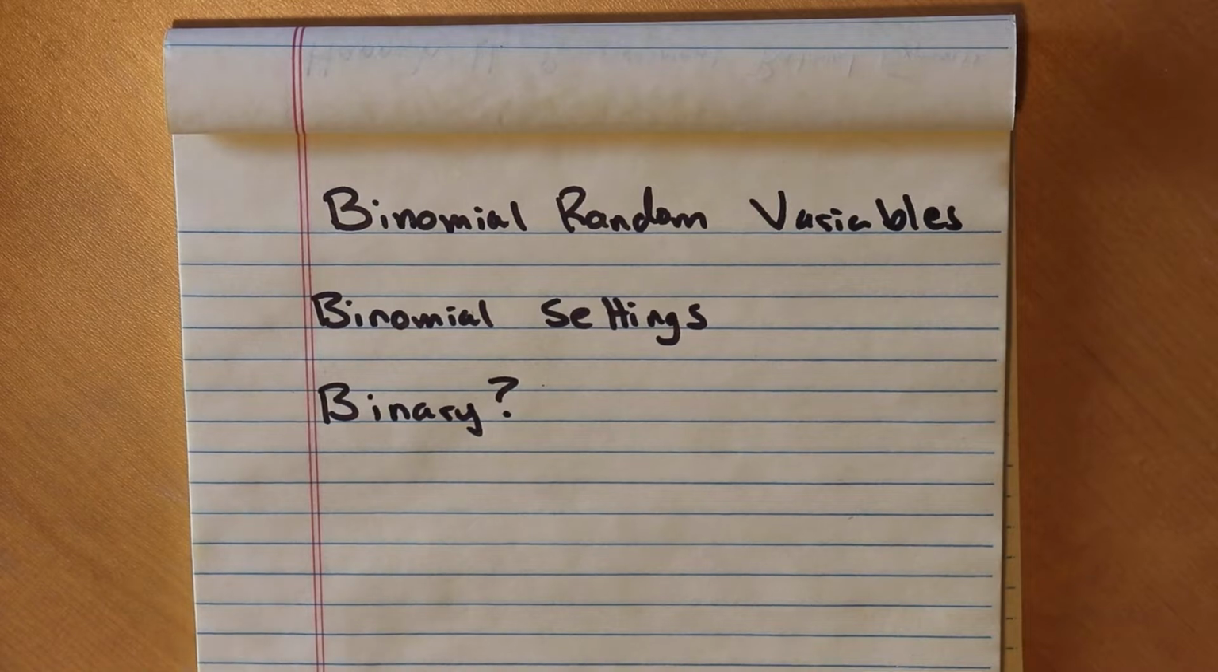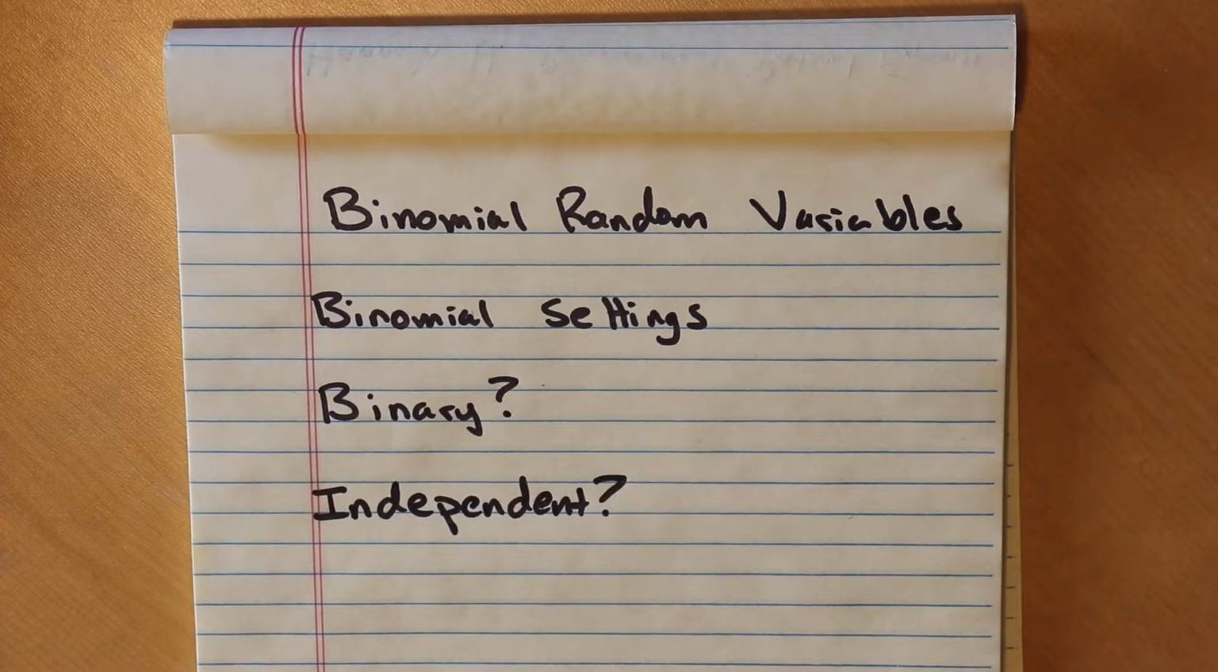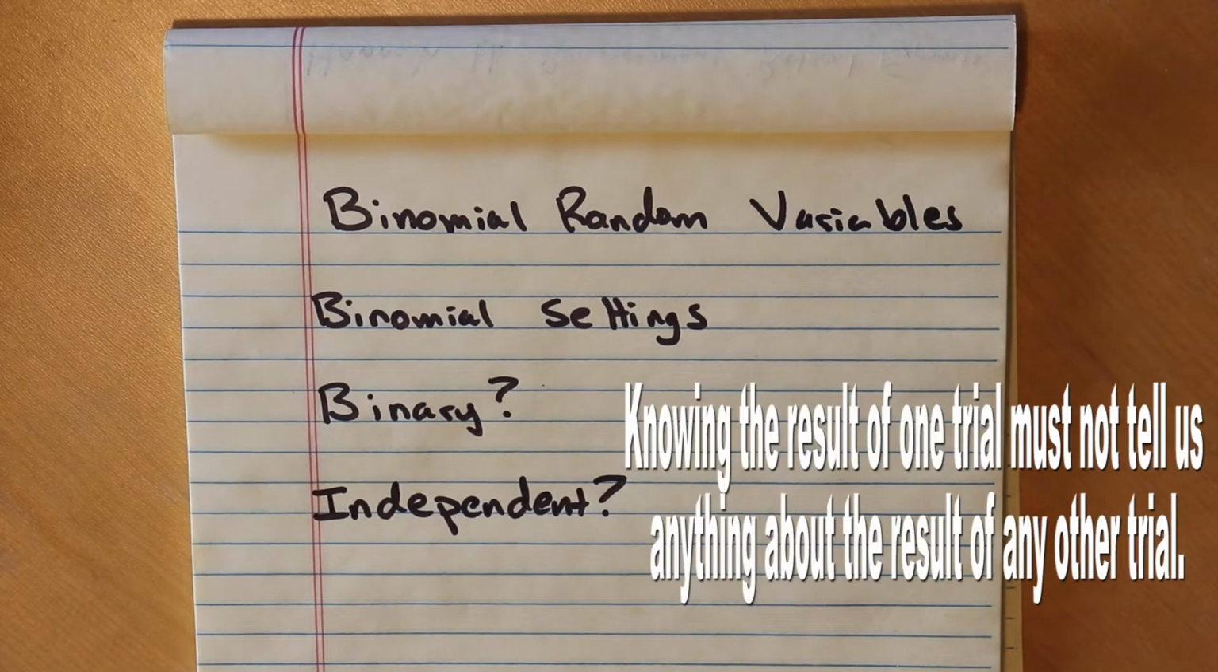Another thing they all had in common was that each trial was independent. If you forgot what independent means, knowing the results of one trial must not tell us anything about the result of any other trial. When you flip a coin, just because it's heads, it doesn't change anything. When you spin a roulette wheel, it's not going to change anything if you knew that it landed on red.